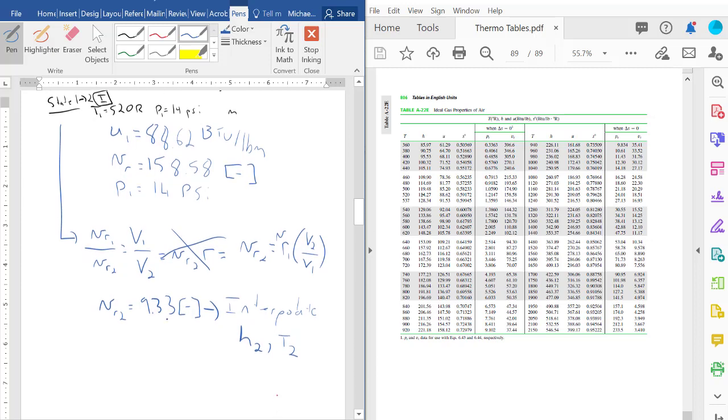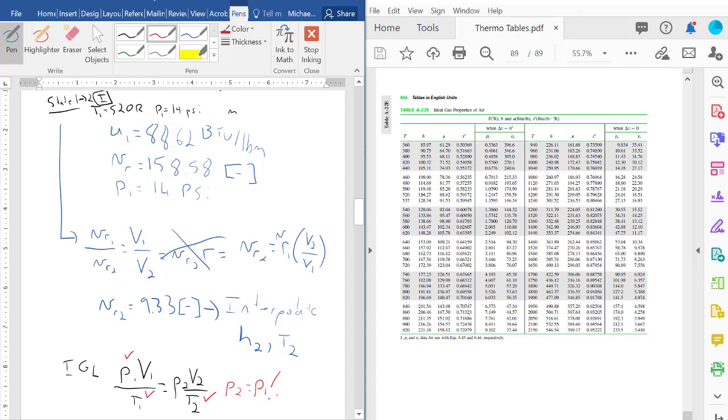Now I don't know the pressure here, so I'm also going to have to use the ideal gas law. I'll say that P1 V1 over T1 is equal to P2 V2 over T2. Because I've done this interpolation, I now know T2. T1 was given, P1 was given. I don't know V1, but I know V1 over V2. So I can move this over, and I can see here that P2 is going to be equal to P1 multiplied by T2 over T1.